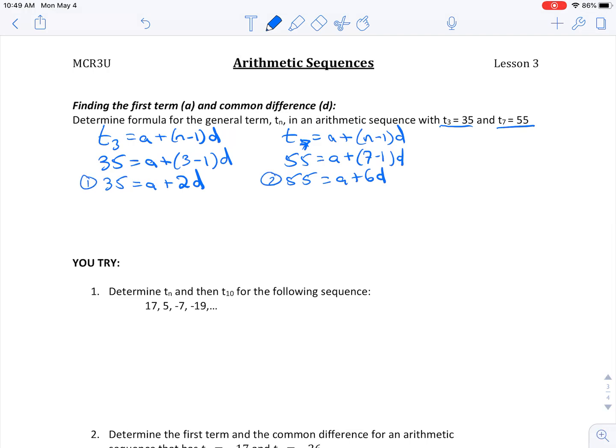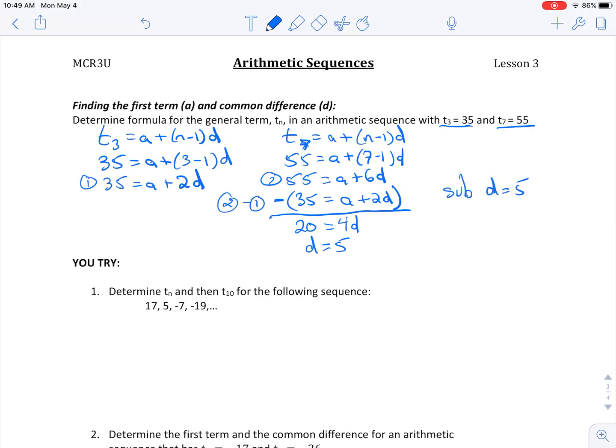So what we have right now are two equations, and we have an a and a d, so we have two unknowns. I'm going to call this equation 1 and this equation 2. So I'm going to do 2 minus 1. So I'm going to subtract equation 1 from 2. How you write that is up to you. I'm just going to put minus and everything in brackets. And so this becomes 20, a minus a is gone. 6d minus 2d becomes 4d. So therefore d equals 5.